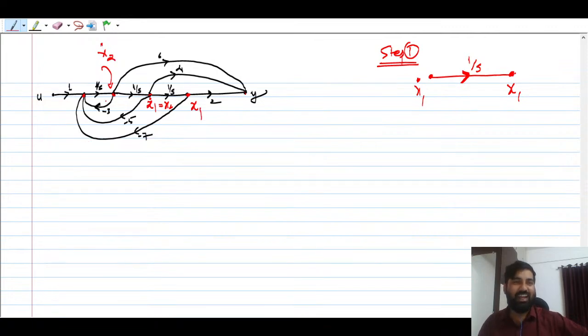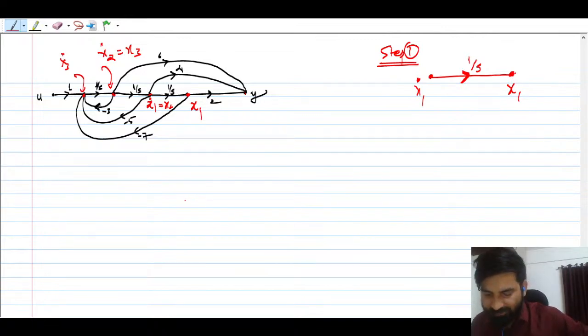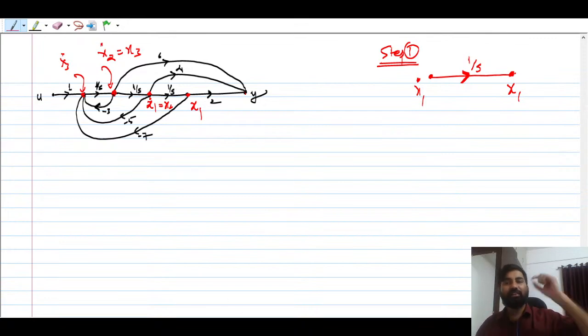Understood? So if you take this guy as x3, you can say this is nothing but x3 dot, right? You can take it like this. I think this is clear, okay? Please remember this. So this is nothing but x3 dot, this is nothing but x2 dot, and this is nothing but x1 dot, okay? Differential state variables, okay? So this is very important. So now you have to, the second step is what?